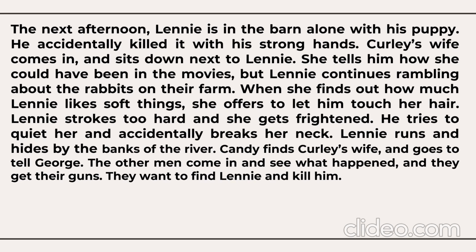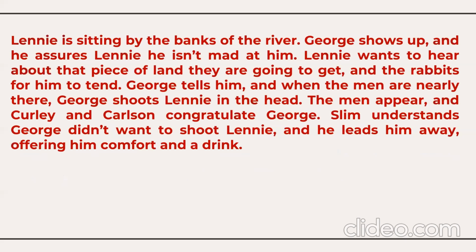Lenny runs and hides by the banks of the river. Candy finds Curly's wife and goes to tell George. The other men come in and see what had happened. They get the guns. They want to fight Lenny and kill him. Lenny is sitting by the banks of the river. George shows up. He assures Lenny he is not mad at him. Lenny wants to hear about that piece of land they are going to get and the rabbits for him to tend. George tells him, and when the men are nearly there, George shoots Lenny in the head.